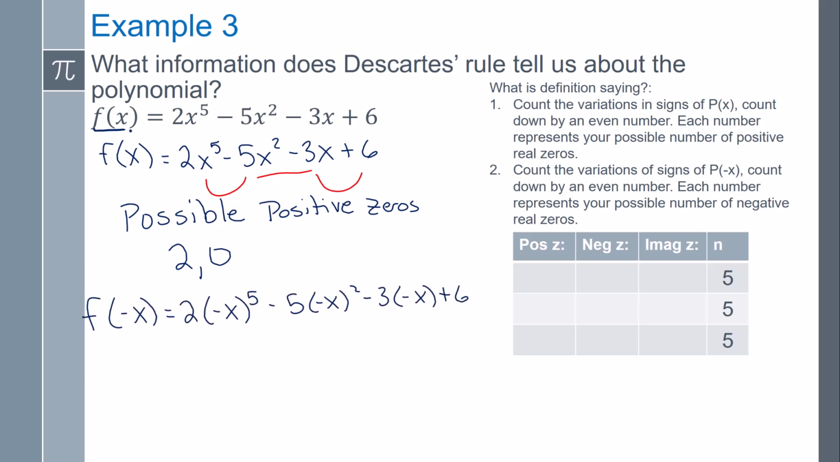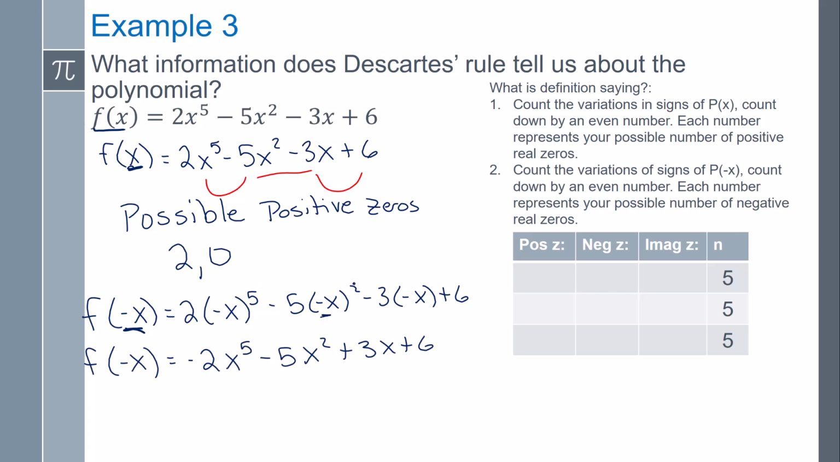Now we do the same thing for f of negative x. This is for the negative zeros, right? Positive x, positive zeros; negative x, negative zeros. Now you just need to simplify it. Negative x to the 5th power, negative, negative, negative, negative, negative, right? So that changes the sign. So you go through and you reduce that.